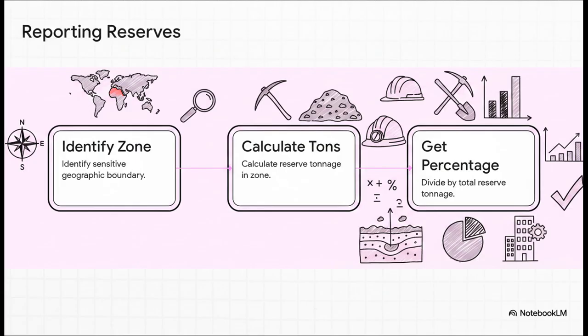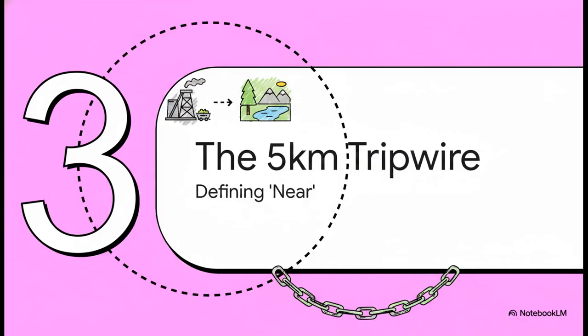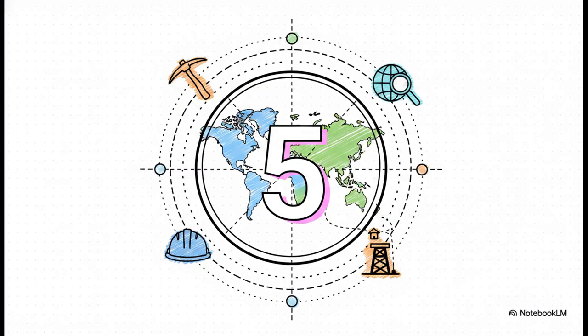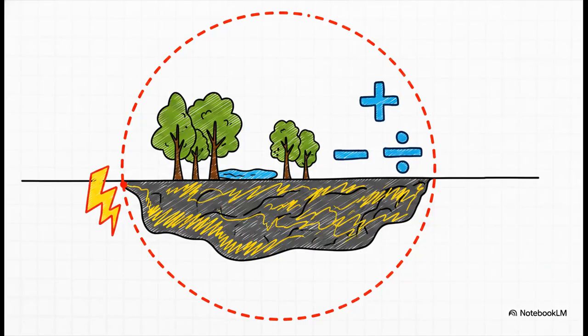Pretty wild, right? All right, Section 3, the 5-kilometer tripwire, defining near. Now, you might be wondering, what does it actually mean for a mine to be quote-unquote near a sensitive area? Well, this is where the framework introduces a totally non-negotiable threshold, 5. The SASB standard explicitly, literally defines near as being within exactly 5 kilometers. You can really think of this 5-kilometer radius as a literal tripwire for compliance.